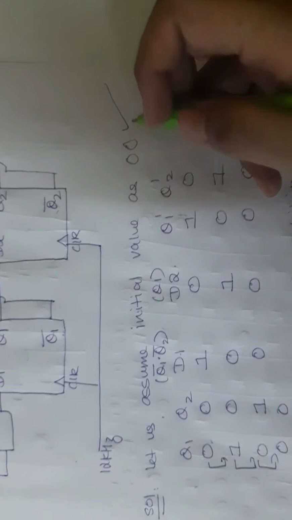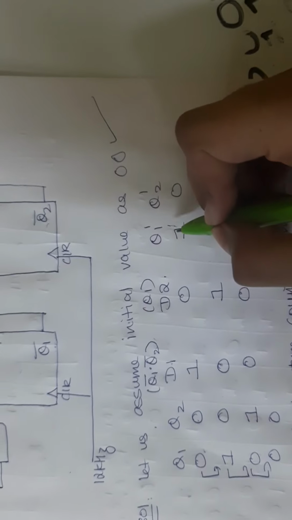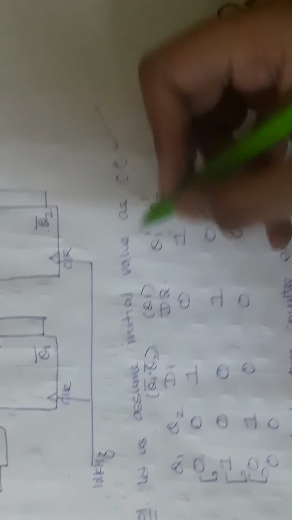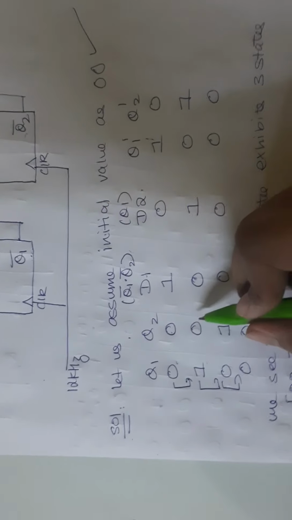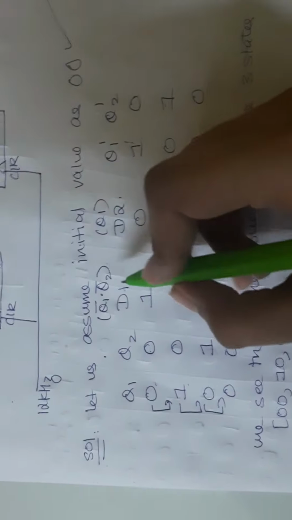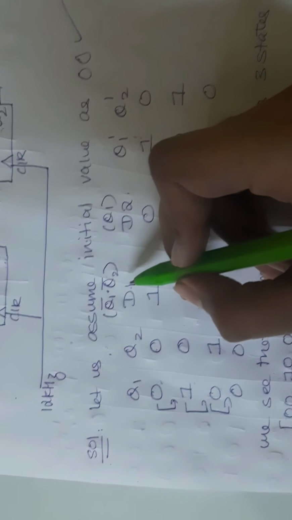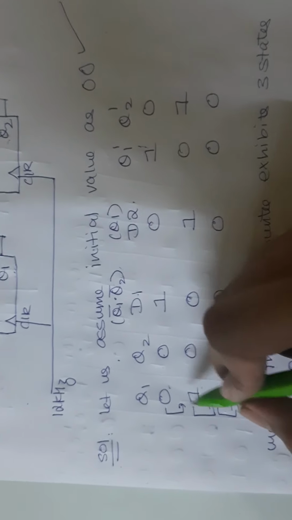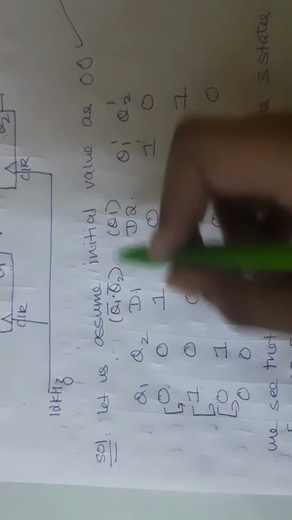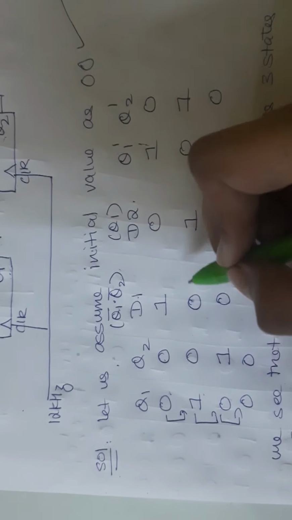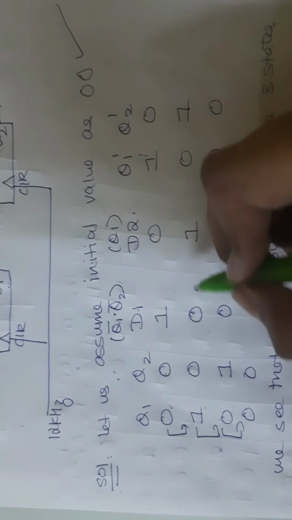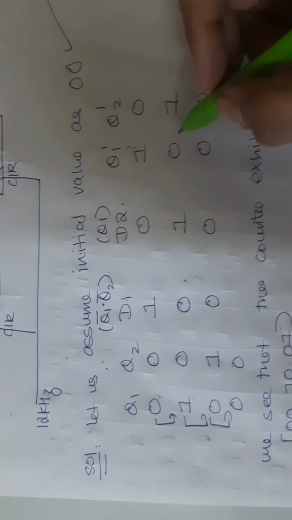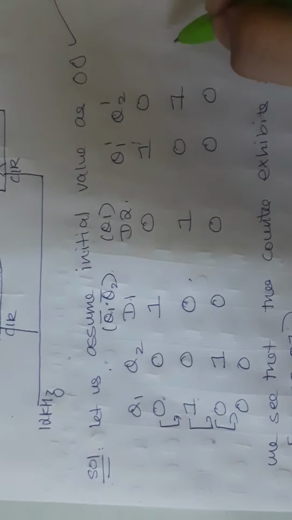We saw that if D1 is 1, my output will be 1. So Q1 will be 1, and if it is 0, my output will be 0. So 1, 0. Now 1, 0 is my next state. Again, I will repeat the same process. Calculate the value of D1. D1 will be AND of Q1, that is 0, and Q2, that is 1. So 0 AND 1 will give me 0. And D2 will be the Q1 value, which is 1. So 0, 1. And my next state will be 0, 1.